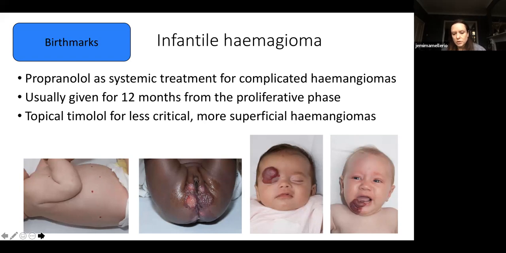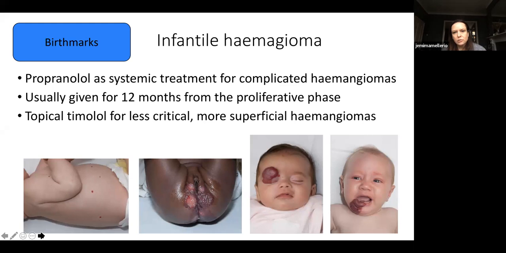So in these kind of complicated cases, you would want to think about giving propranolol as soon as possible. And usually once you've started giving it, you would need to carry on for about 12 months to be sure that you're not going to get rebound when you stop giving it. So during the potential for proliferation, giving propranolol to settle them down. And you get very swift responses to the introduction of beta blockers. Usually within a week or two, you can see significant improvement.